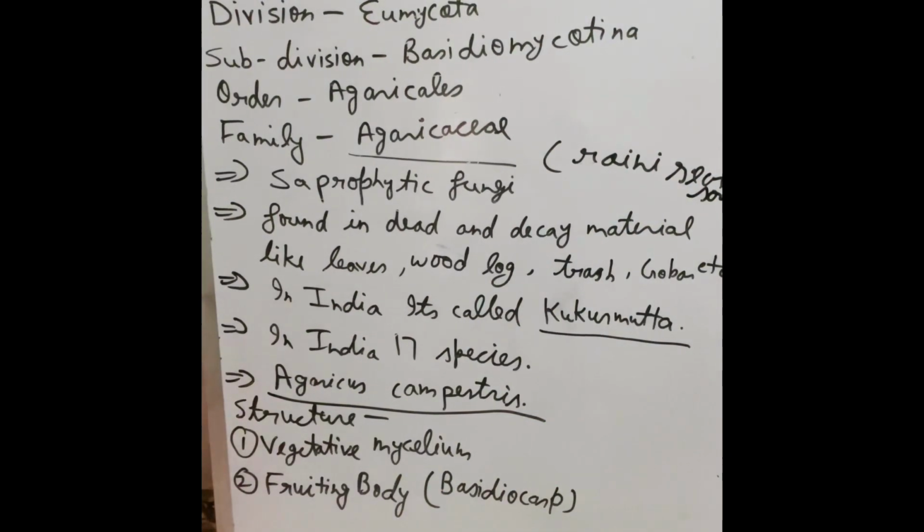In India, it is also called cucurbita. There are 17 species found in India. The Agaricus we are describing is Agaricus campestris. On the basis of structure, Agaricus is divided into two parts. The first one is vegetative mycelium and the second is the fruiting body, which is also known as basidiocarp.